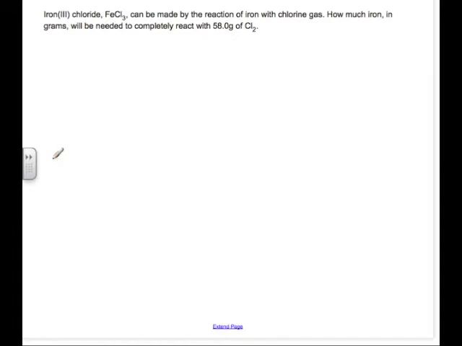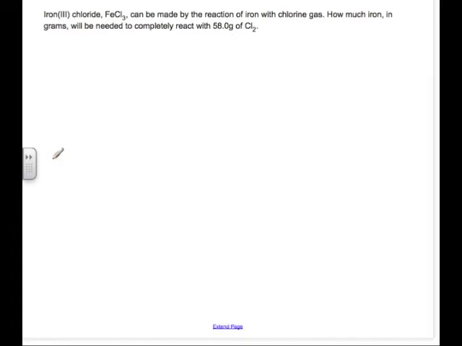So the first thing we need to do is just read the question and see what it says. Iron 3 chloride can be made by the reaction of iron with chlorine gas. How much iron in grams will be needed to completely react with 58 grams of chlorine?